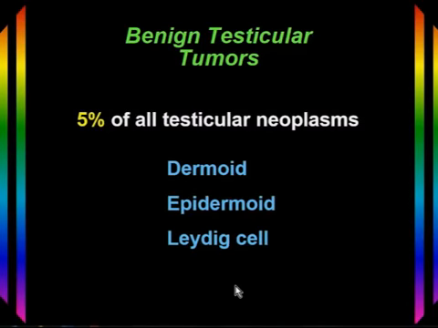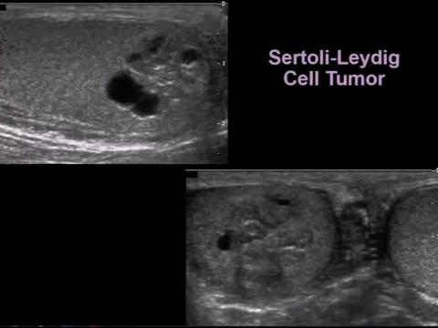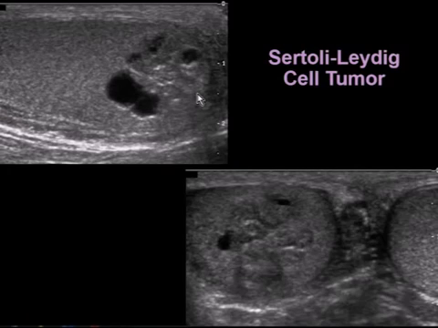About 5% of intratesticular tumors are benign lesions. When they are benign, they're typically dermoids or epidermoids or Leydig cell tumors. Here we can see a Sertoli Leydig cell tumor that was benign but has the same appearance as some of our testicular cancers. It's a well-defined lesion in the lower pole of the testicle. It does have some cystic areas, but mostly it's solid.